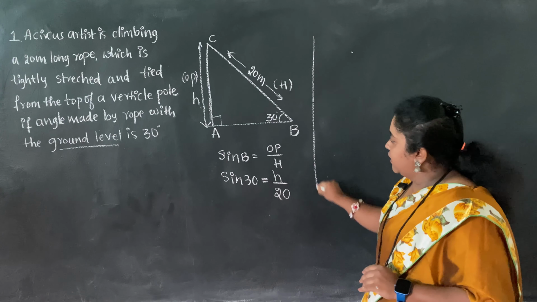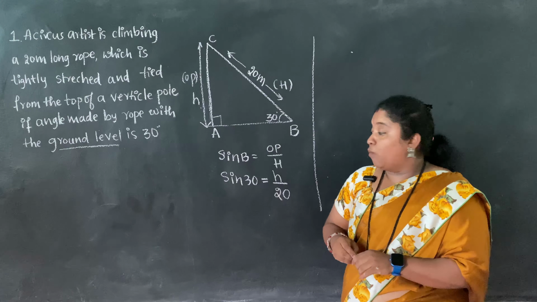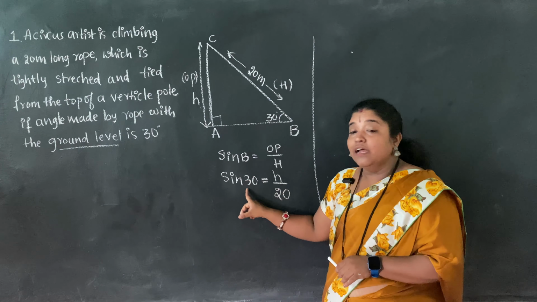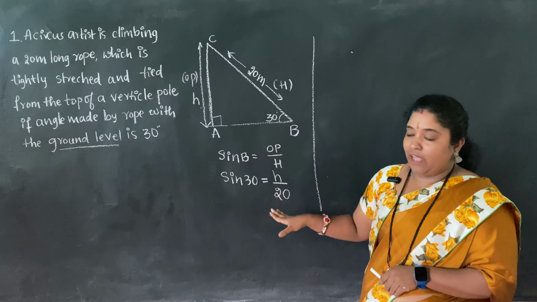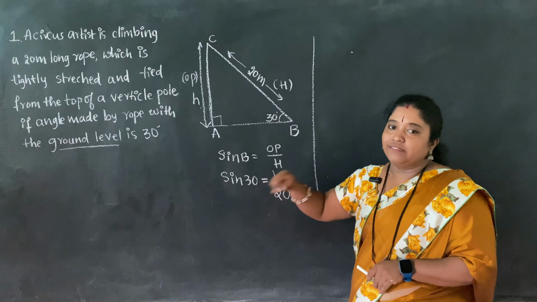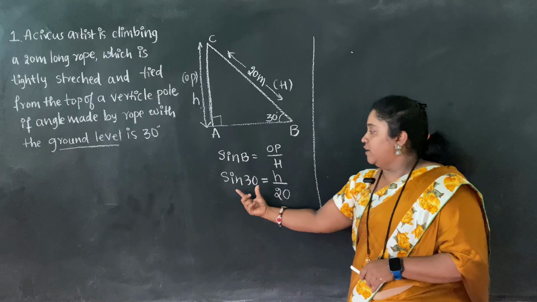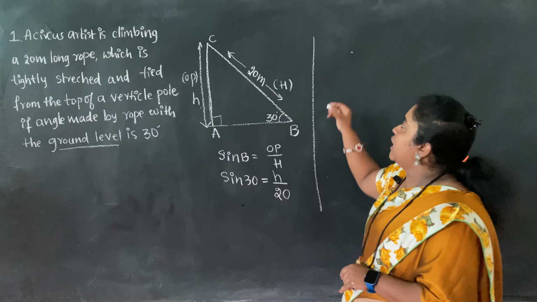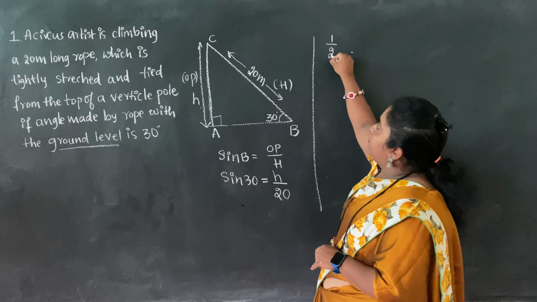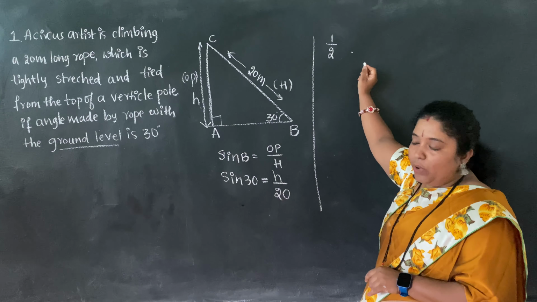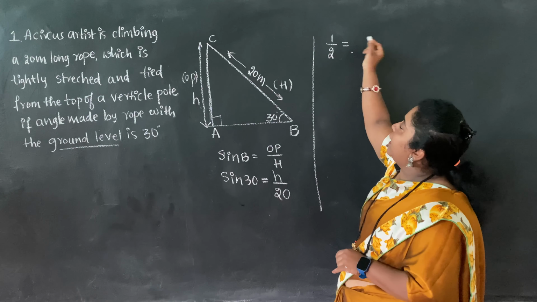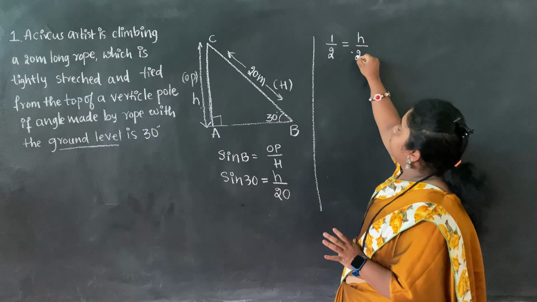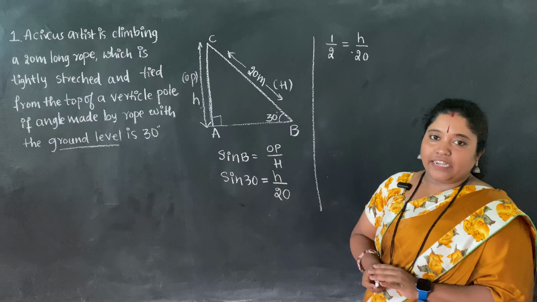Now simplify this. I told you just now what all I should do. I should remember the formulas. I should remember the tabular values, angle values. Now you need to remember the sine 30 value. Do you remember the sine 30 value? Yes, of course. Sine 30 is nothing but how much, dear? It is 1 by 2, isn't it? Now 1 by 2 is nothing but h divided by 20.